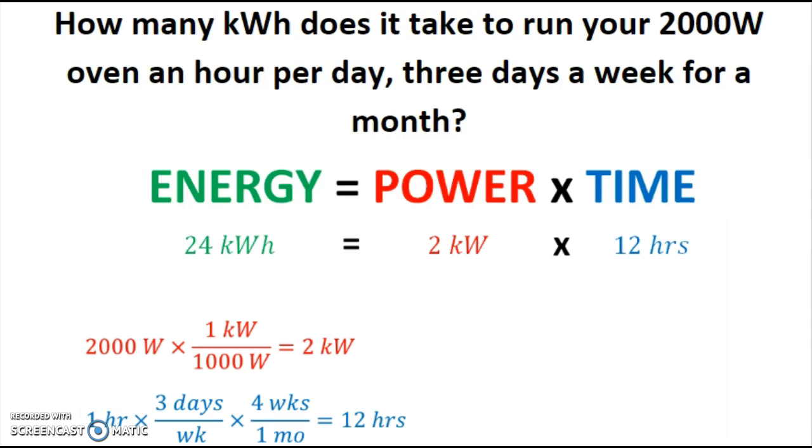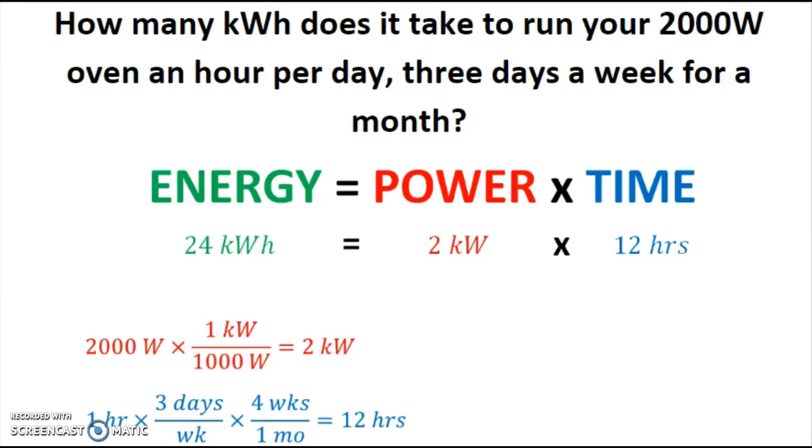Okay, so for this first one, we're going to look at power, and the problem's asking for it in kilowatt hours. So we have to take our watts and convert that first to kilowatts. We have 2,000 watts. There are 1,000 watts in a kilowatt. So we convert that so that 2,000 becomes 2 kilowatts. So we can plug that in where we have power.